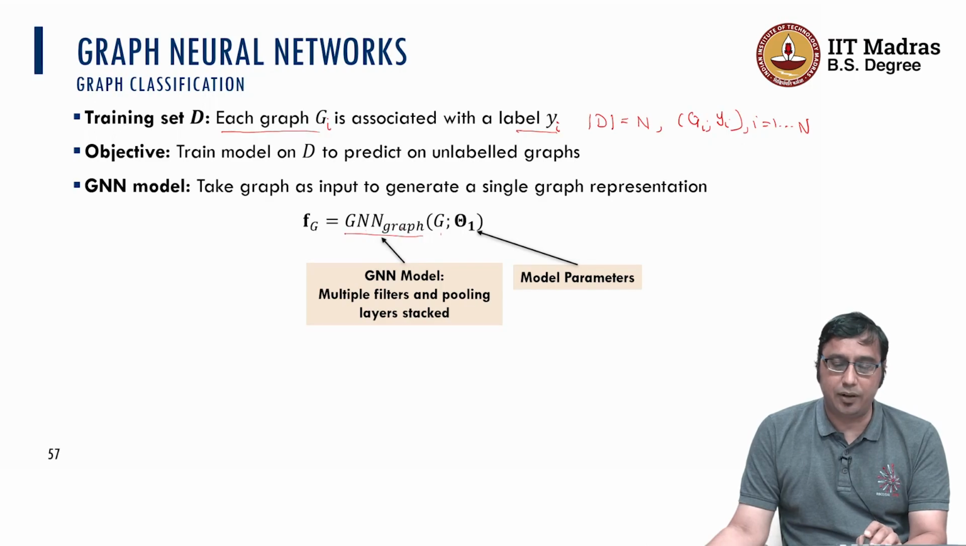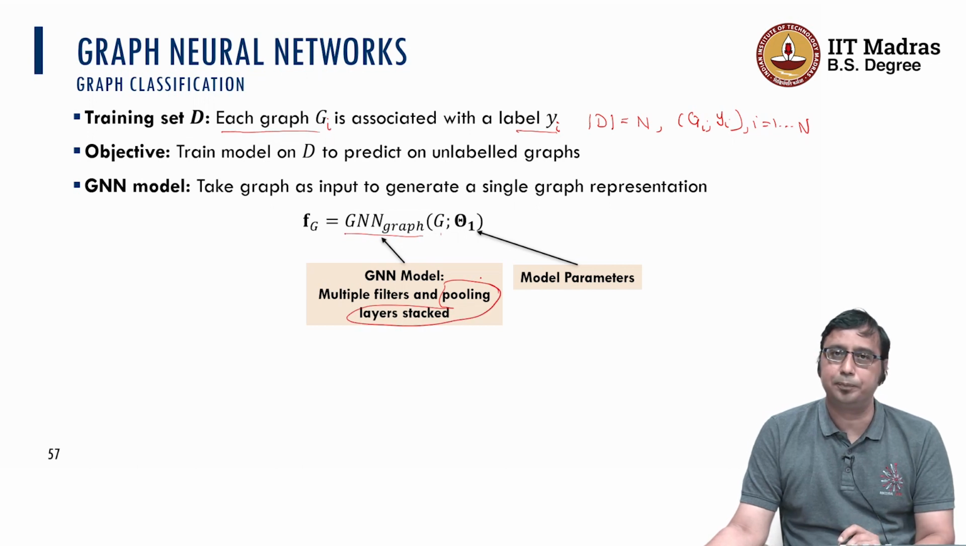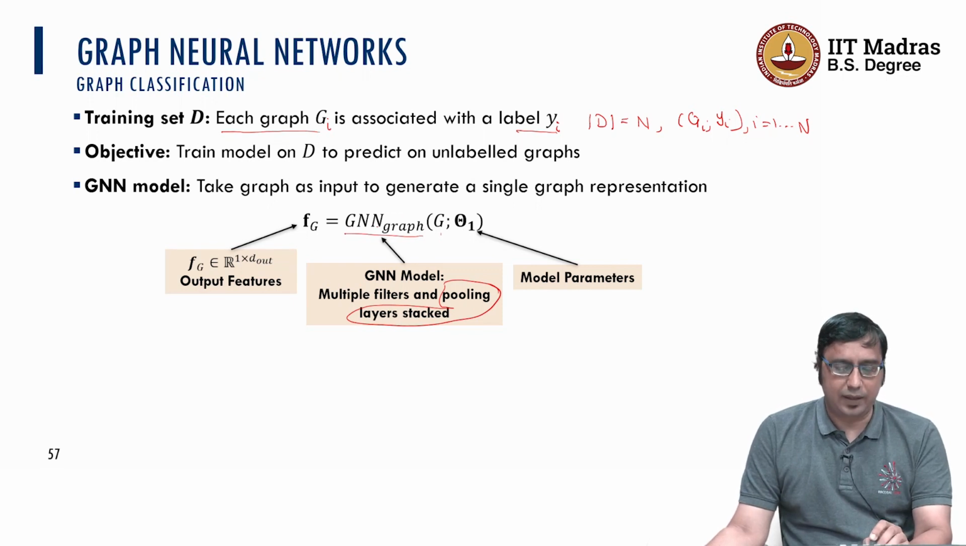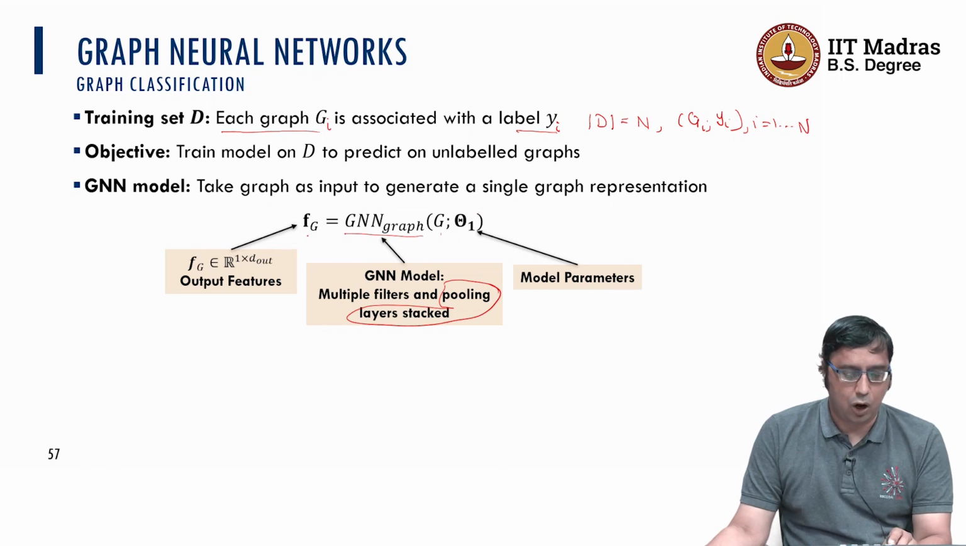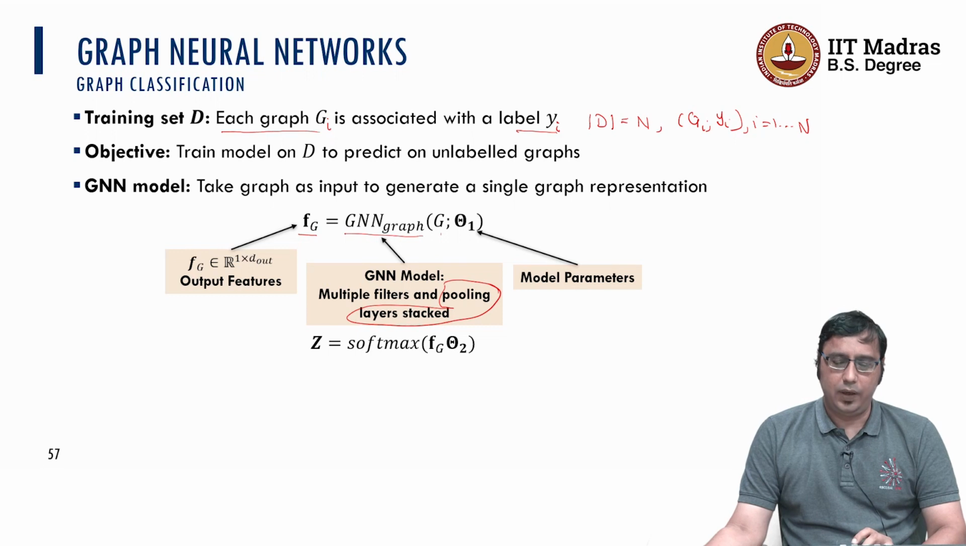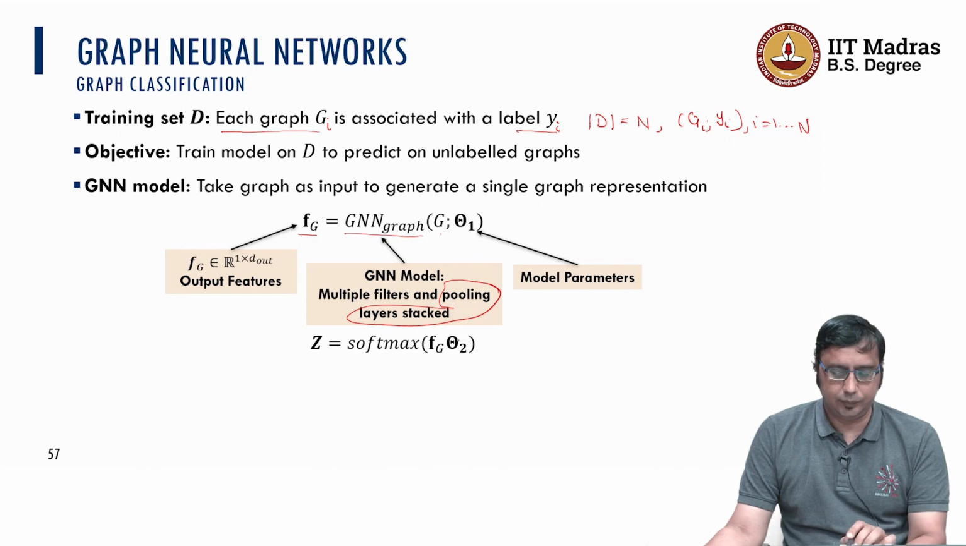In contrast to GNN node, GNN graph will have a set of pooling layers. And ultimately, we'll apply this GNN graph. If we have model parameters, we can learn the output feature vector fg corresponding to the Gth graph. How can we actually do that? Once we actually use the label information to do that.